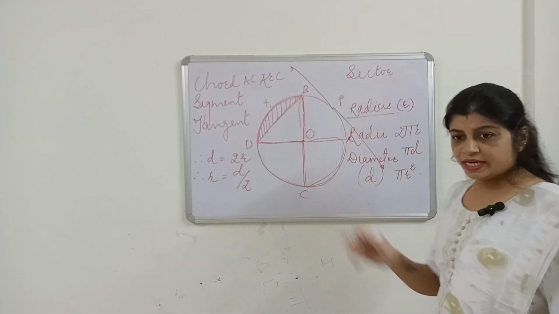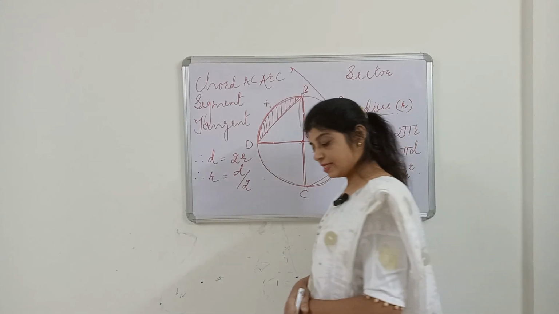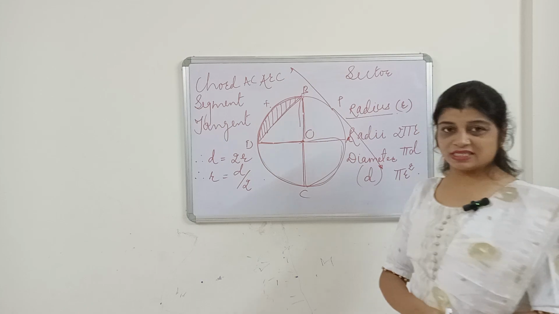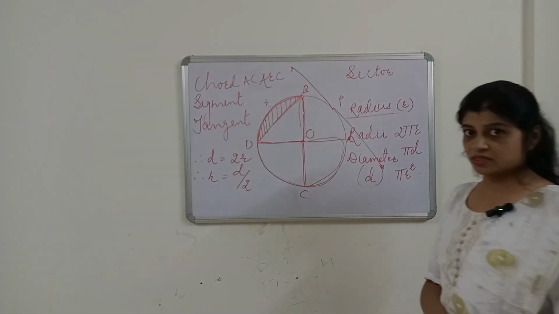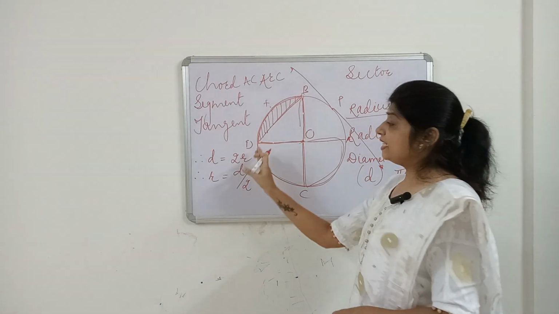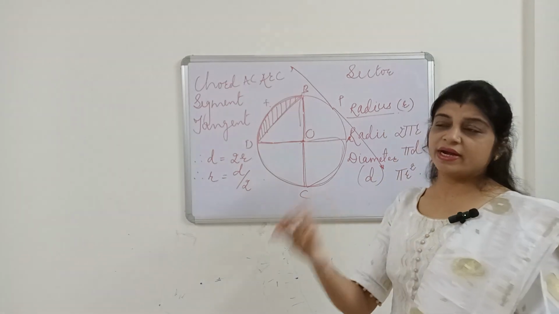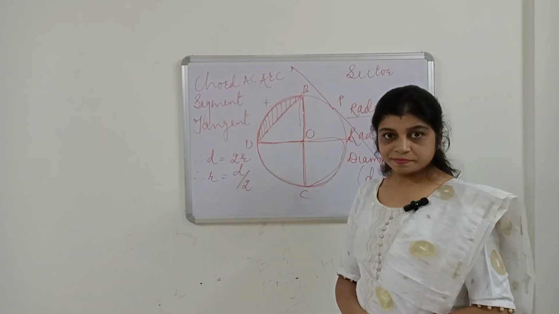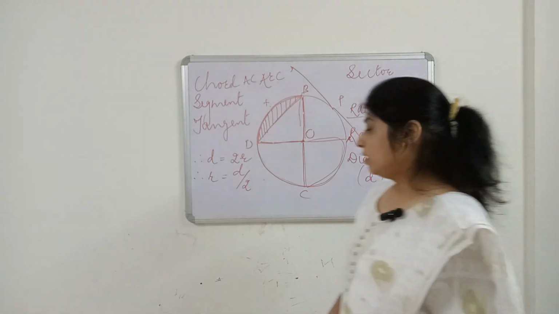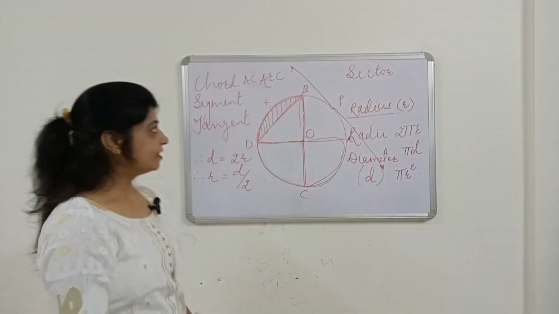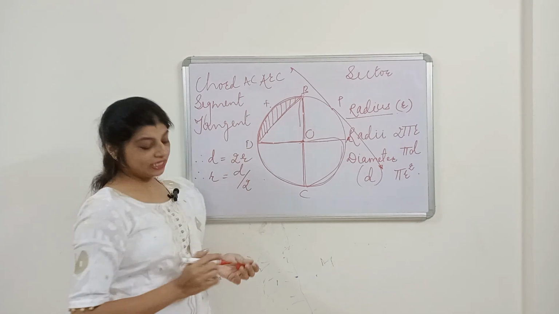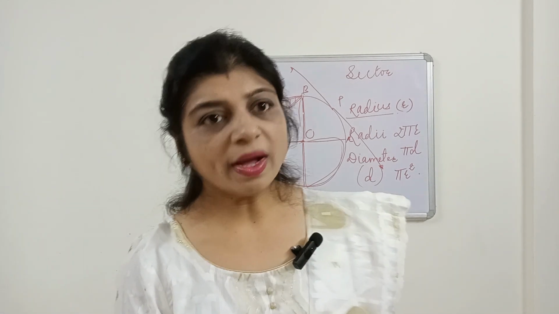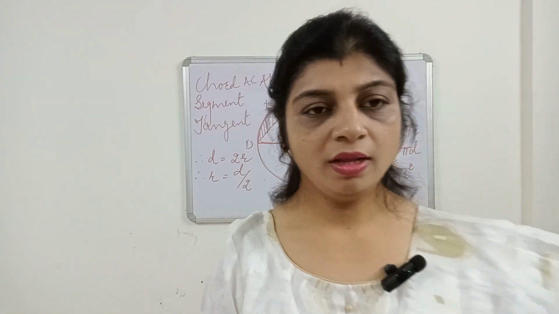Now why should we know all this? Because further in classes 9 and 10, in surface area and volume, you are supposed to calculate the areas of all these portions, these planes. Whether the diameter is given or the radius is given, you have to calculate their areas. So this was about the circle and some terminology related to it. Hope I tried to make it useful.